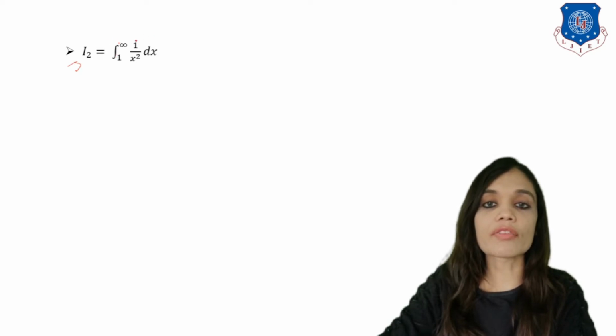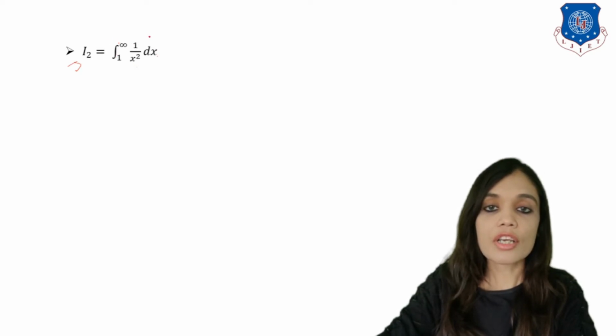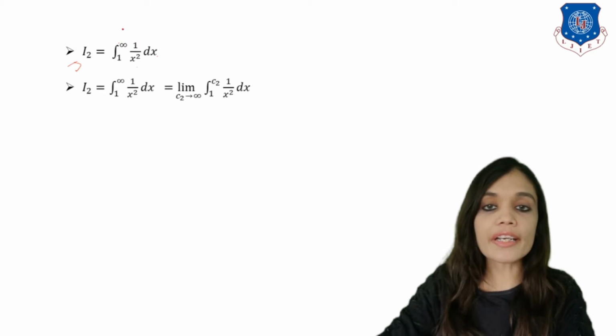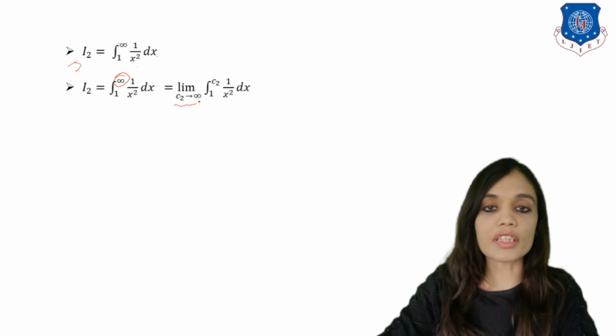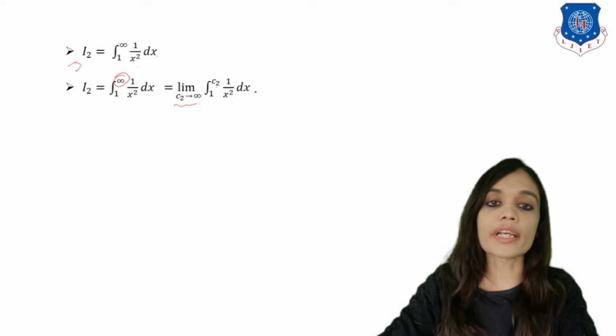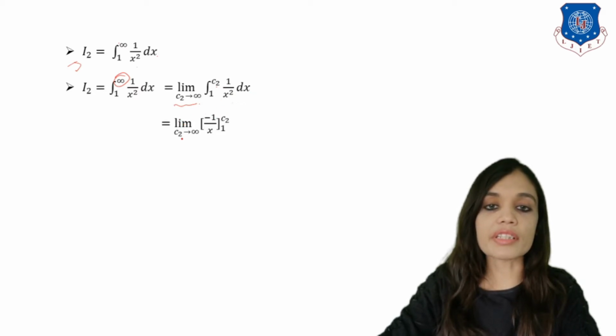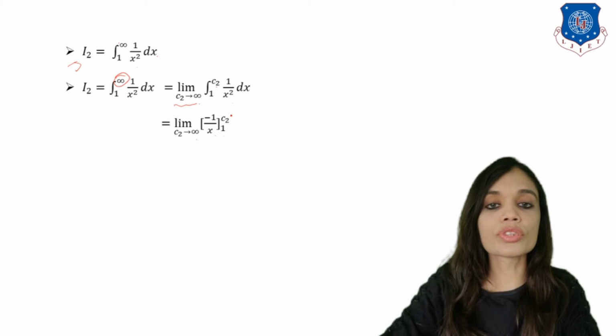integration 1 to infinity 1 upon x square dx. So this is of type 1, right? So we have to assume infinity as C2, right? So limit C2 tends to infinity, integration 1 to C2 1 upon x square dx. Now integrate this. So what you will get? Limit C2 tends to infinity minus 1 upon x, and the limits of integration are 1 to C2.